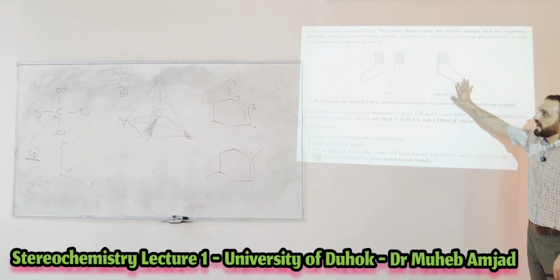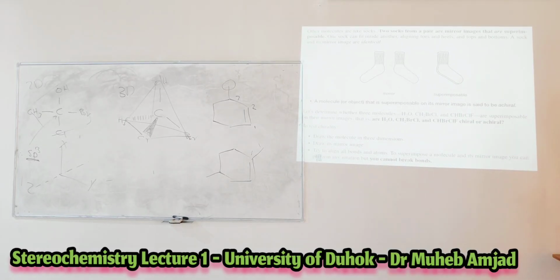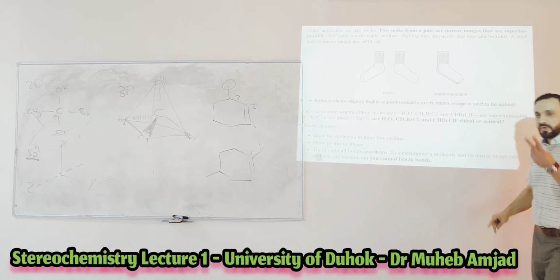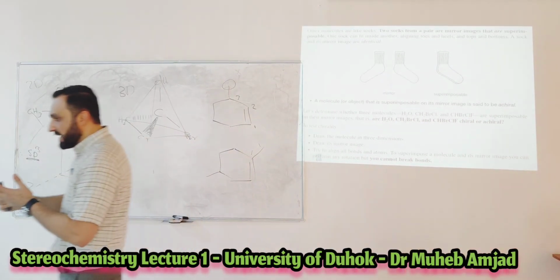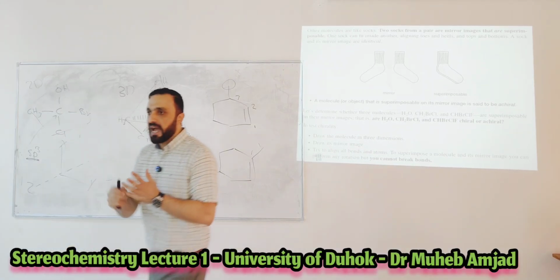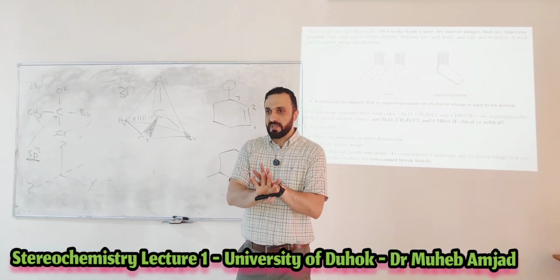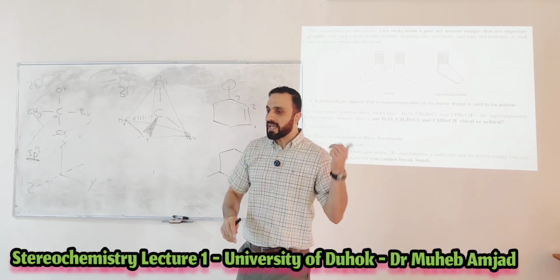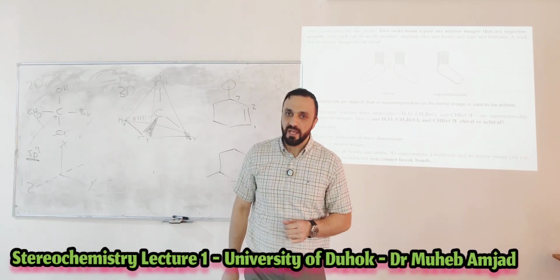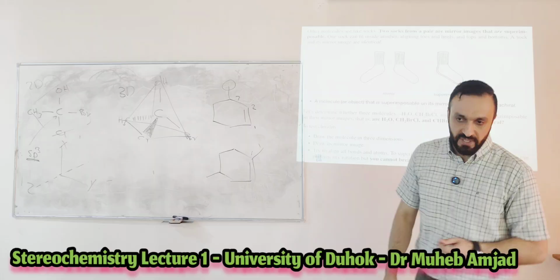This will be what? Achiral. A molecule or object that is superimposable on its mirror image is said to be what? Achiral. Look, you have a new term: chiral and achiral. Chiral is not superimposable on the mirror image, or achiral is superimposable on the mirror image. Do you understand?